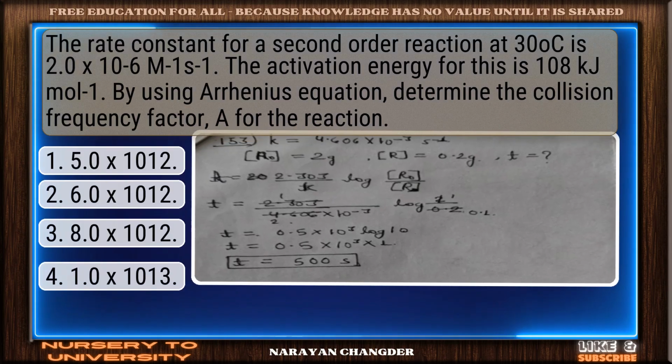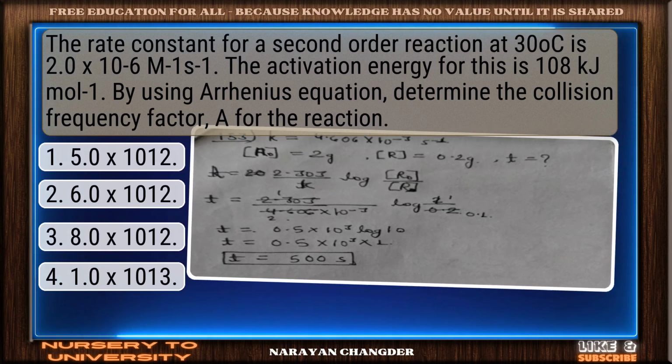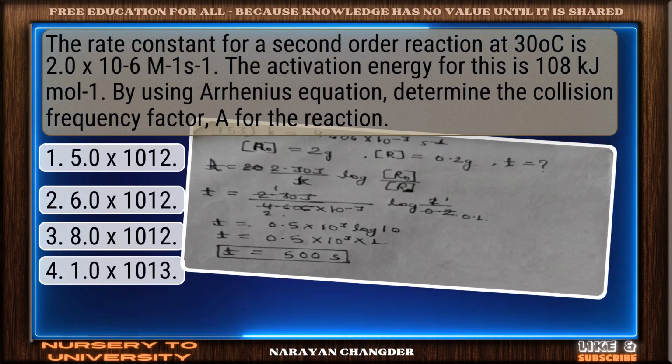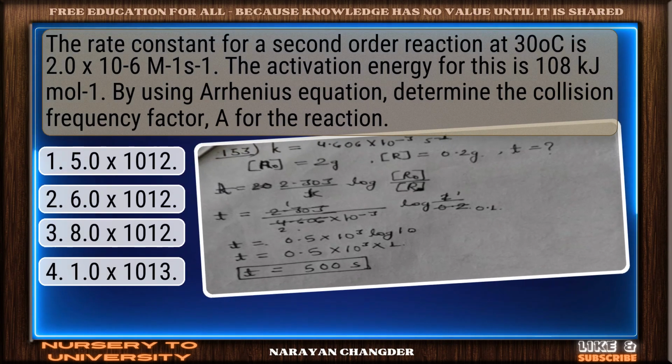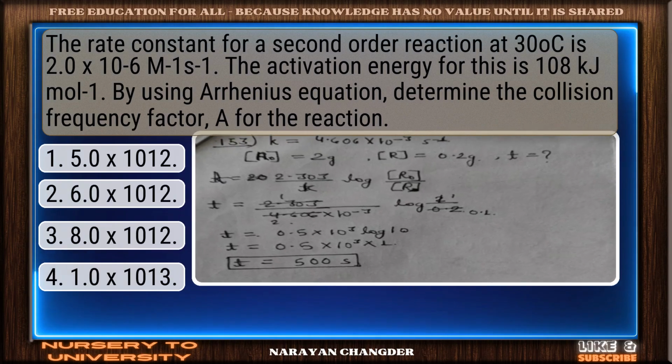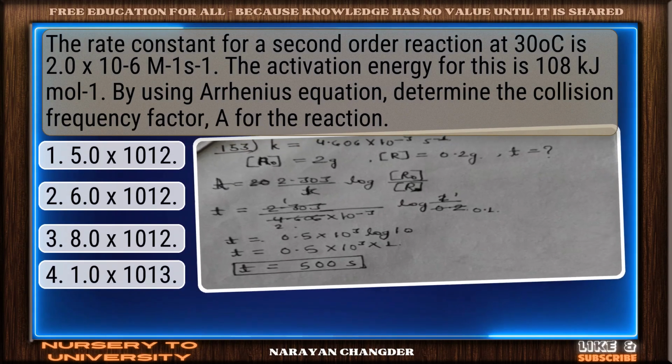The rate constant for a second-order reaction at 30 degrees Celsius is 2.0 x 10^-6 mol^-1 dm^3 s^-1. The activation energy for this reaction is 108 kJ mol^-1. By using the Arrhenius equation, determine the collision frequency factor for the reaction. Option 1, 5.0 x 10^12. Option 2, 6.0 x 10^12. Option 3, 8.0 x 10^12. Option 4, 1.0 x 10^14.